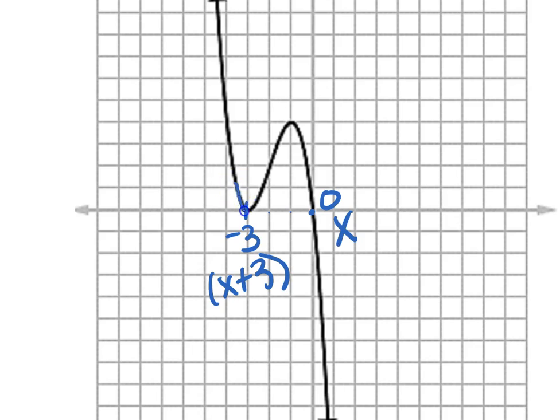Since there is a kiss in the x-axis, meaning it touches it once, that means it must be an even multiplicity, so I'll add an exponent of 2. So right now I'm thinking f of x equals x times (x plus 3) squared.